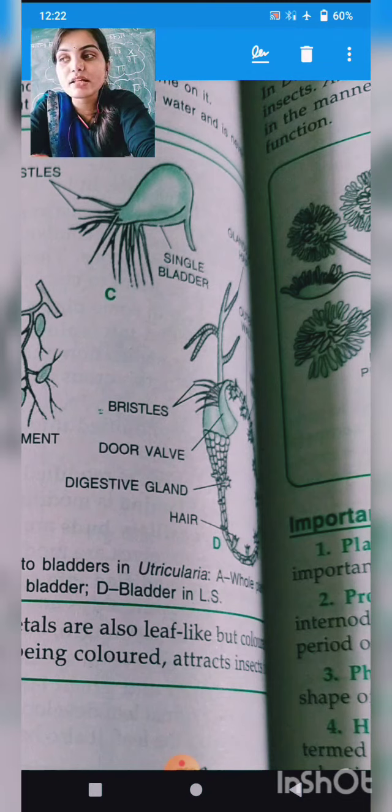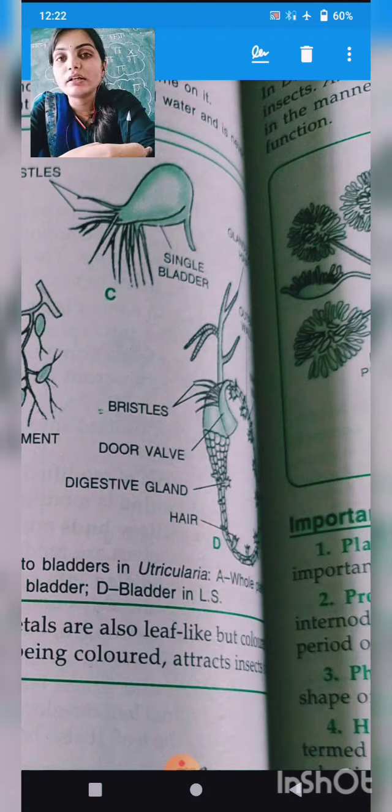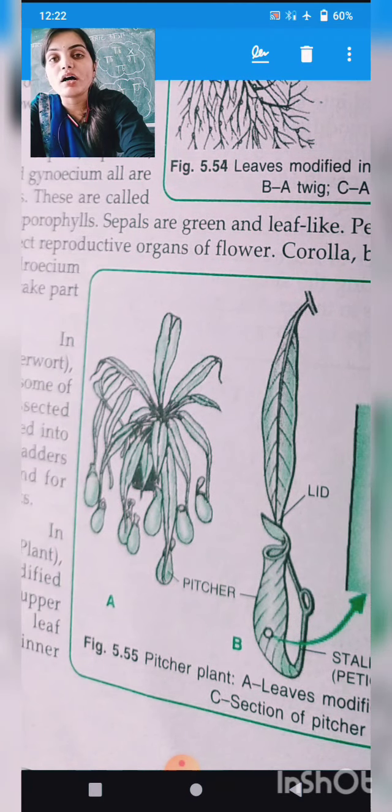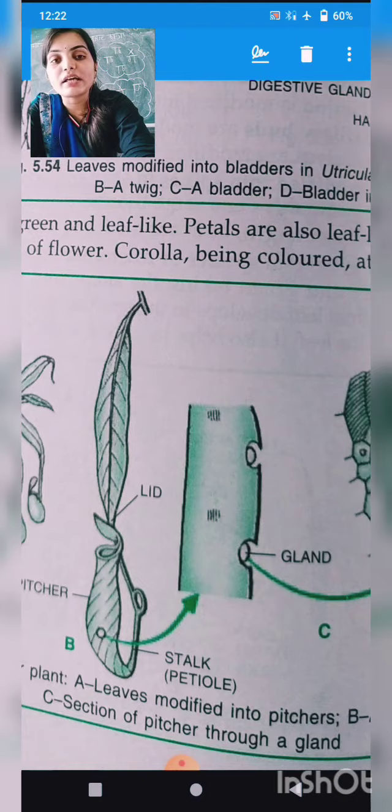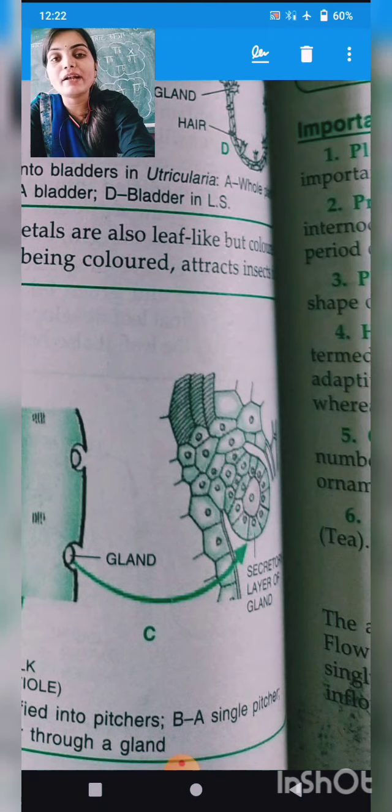Okay, this is the diagram of a single plant, and different positions and different structures you are able to see in the diagram. Okay, now in pitcher plant also you can see the leaf is modified into a bladder-like structure. See, this is a dissection, it is having a gland also.